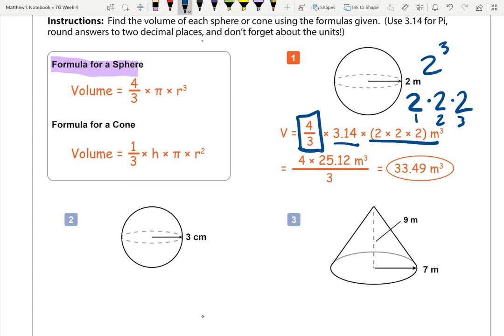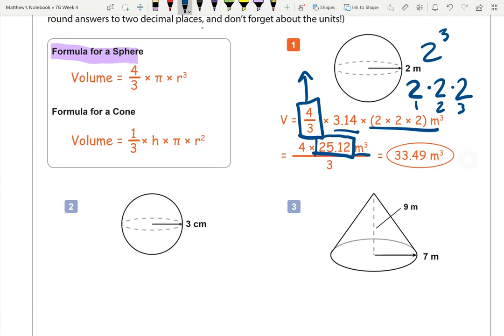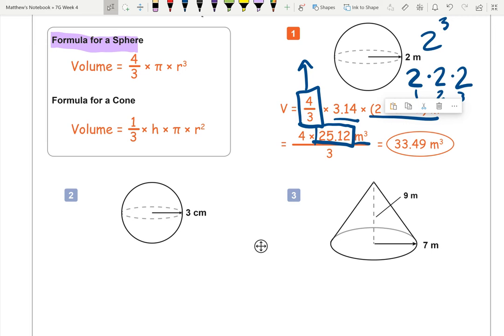So we do 8 times 3.14 to get 25.12, and this is meters cubed. Multiply it by 4 over 3, and we're going to end up with 33.49 meters cubed. And notice you can do your multiplication by multiplying by 4 first before you divide by 3, or you could start off by just doing 4 divided by 3 and then multiplying that by 25.12. So either way you do it, it works because that 3 is on the bottom.